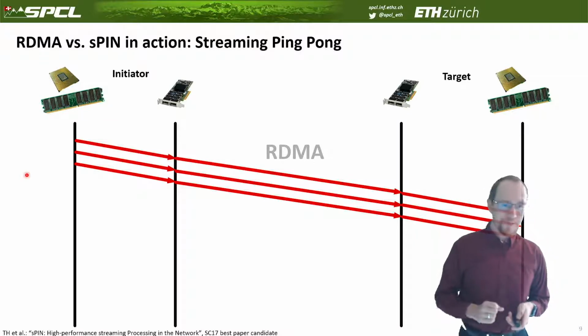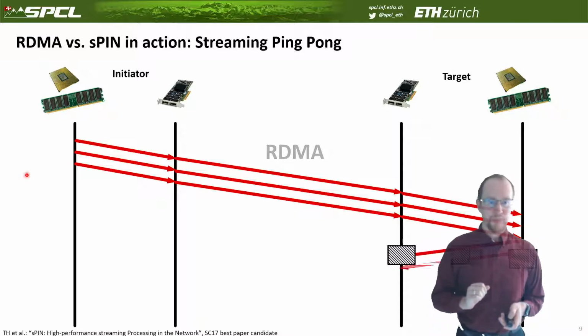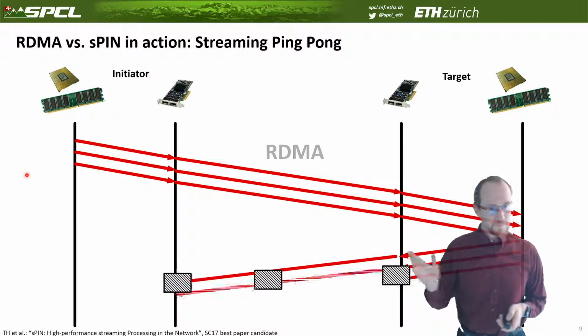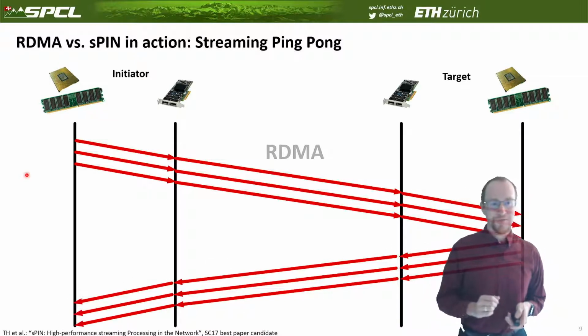So for multiple packets, we would deposit the whole message into the target memory, and only then could the target trigger the response. And then, of course, these messages would be transported through the network in a pipeline fashion.